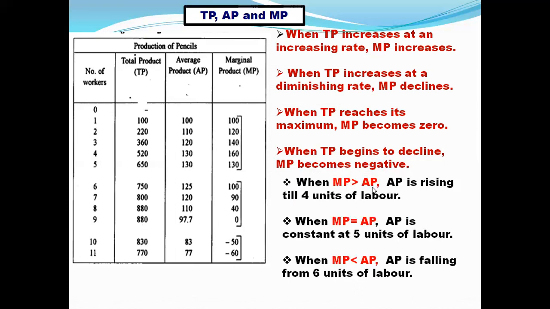Now when MP is greater than AP, AP is rising, till the 4th unit of labor. Now we can see the relationship between MP and AP. Here MP is greater than AP: 120 is greater than 110, 140 is greater than 120. So AP is rising till the 4th unit of labor, where it is 130. And when MP is equal to AP at the 5th unit of labor, 130 and 130, AP is constant. And when MP is less than AP, 100 is less than 125, 90 is less than 120, AP has started decreasing. So I have written the relationship here.